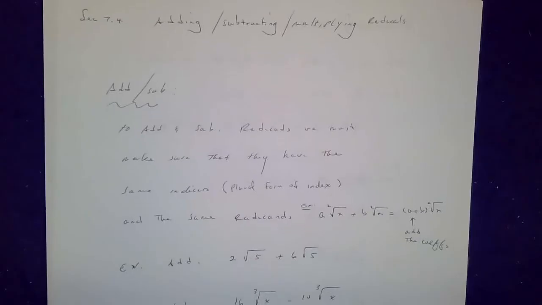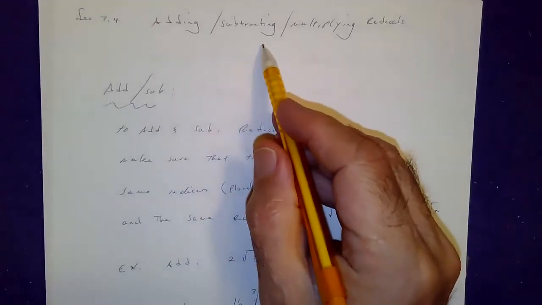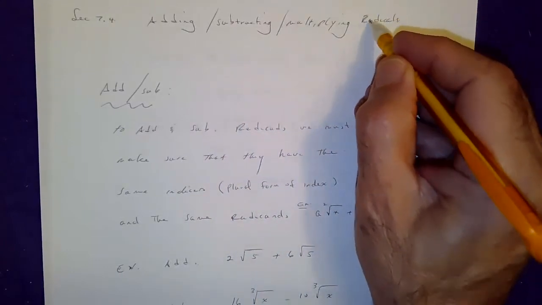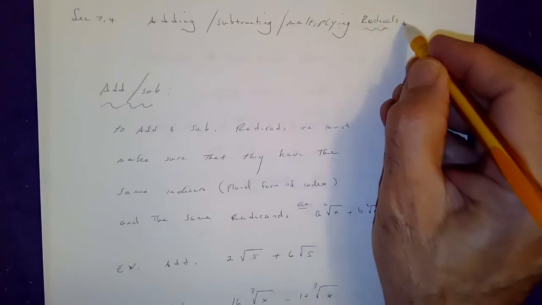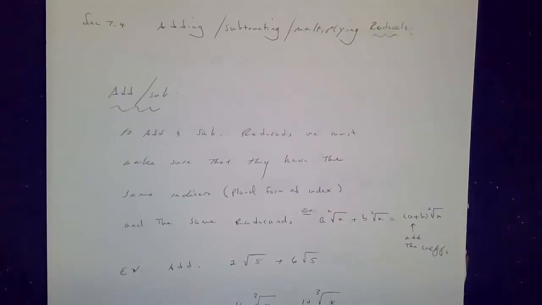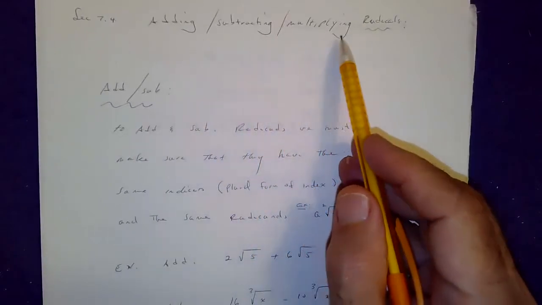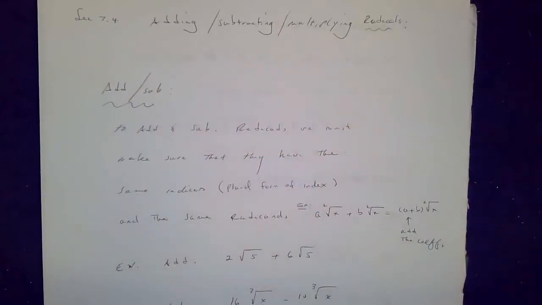Section 7.4 Adding, Subtracting, and Multiplying Radicals. So now that we know a little bit about radicals, let's do four basic operations on radicals. In this section, we'll add, subtract, and multiply. In the next section, we will divide.